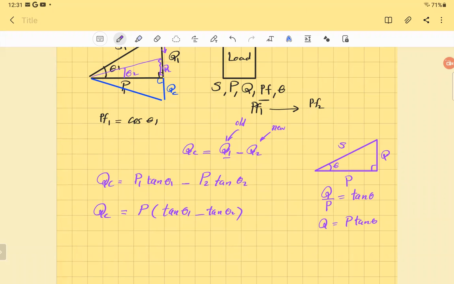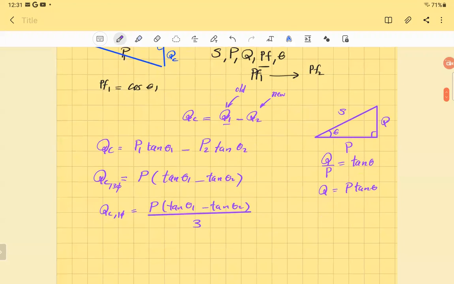But I want you to pay attention. If you're working with single phase, whatever you got here, that's the amount required by the capacitor. If you're working with 3-phase, you've got to divide it by 3. So that's QC. Let me just write here 3-phase. So QC for each capacitor will be P tan theta 1 minus tan theta 2, divided by 3. That will be the QC required for each capacitor.